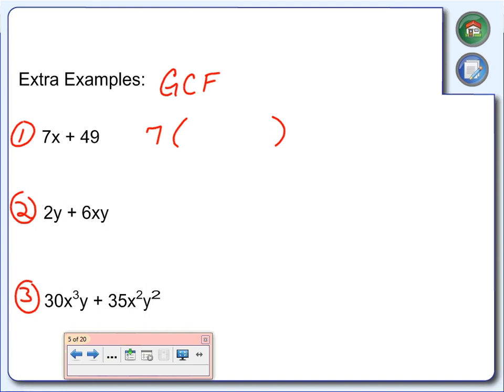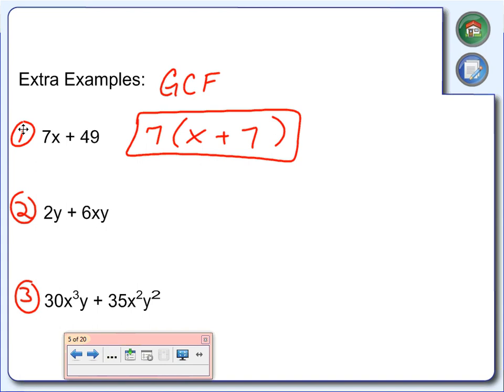Now we need to figure out what goes inside the parentheses. So let's see here. 7 times what will give me the 7x? What do I need to multiply 7 with to get a 7x? An x. There you go. 7 times the x is going to give you this 7x right here. We also need to get this 49. So 7 times what will get you that 49 then? 7. Positive 7 or minus 7? Positive 7. There it is. You just factored. Those 2 things multiplied together would give you this answer over here, 7x plus 49. That's it.